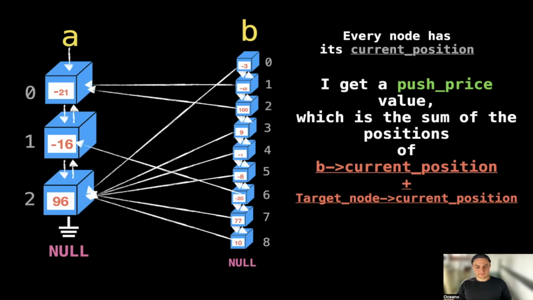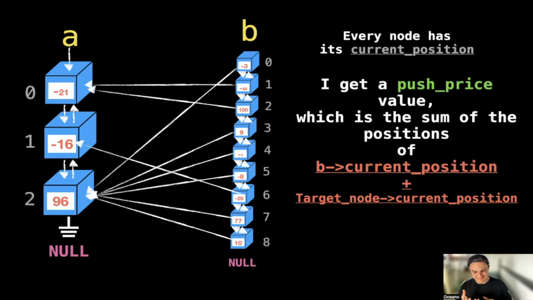I can exploit these positions to get a push value, a push price. What is this push price? Well, this push price is the sum of the current position of the node and the target node. For example, let's take -3. -3 has a current position of 0 and 96 has a current position of 2. But this is not totally correct.